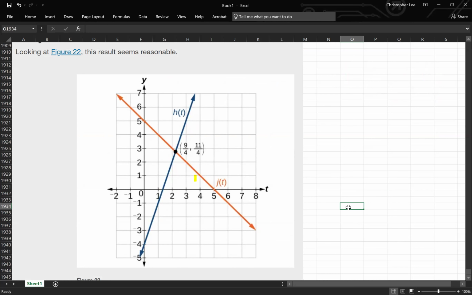So if you get 11 over 4 with the answer you got, let's just plug in the 9 over 4 into one of the equations. If I plug it into the other one, I'll still get out 11 over 4, you know? So it doesn't matter which one you do.